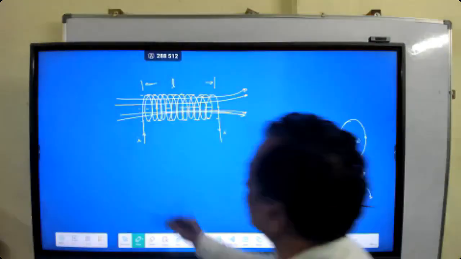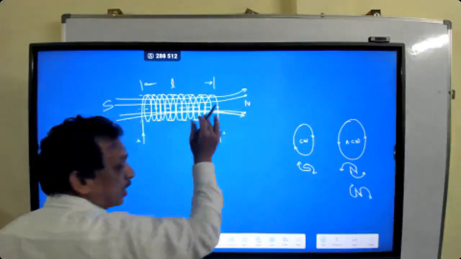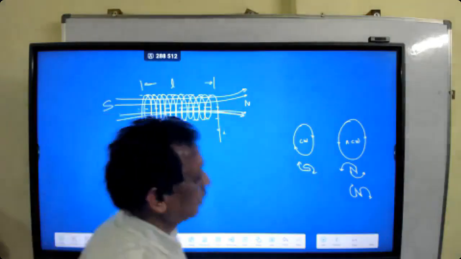So clockwise makes you a south pole, because this end is acting like the south pole. The solenoid is acting like a magnet.